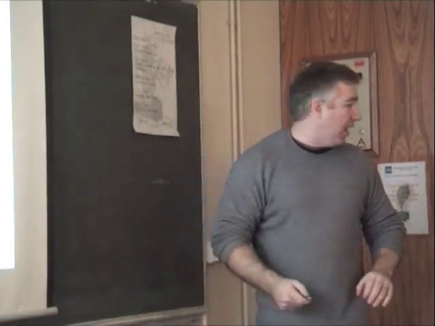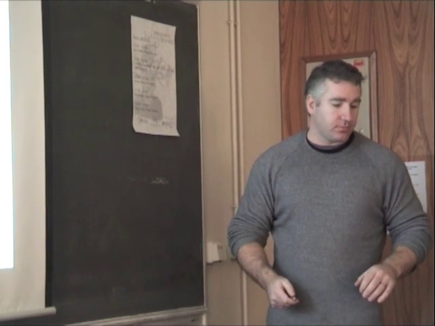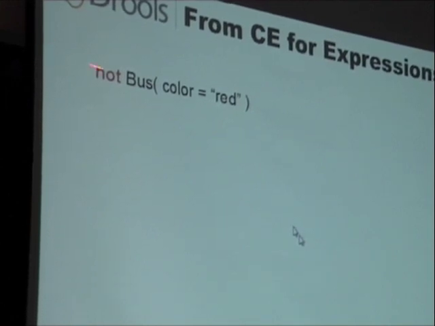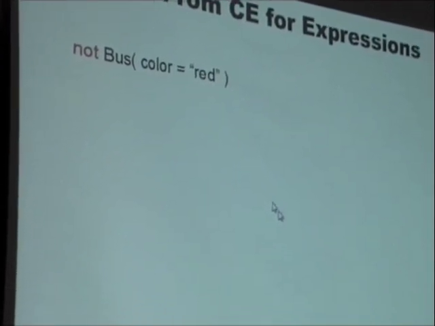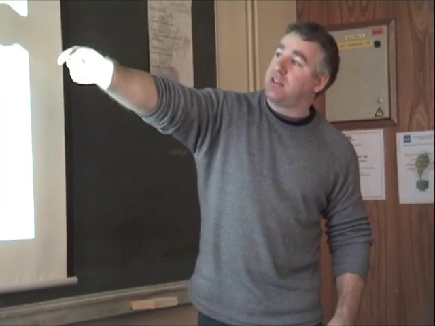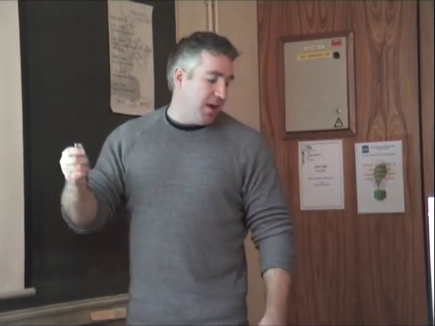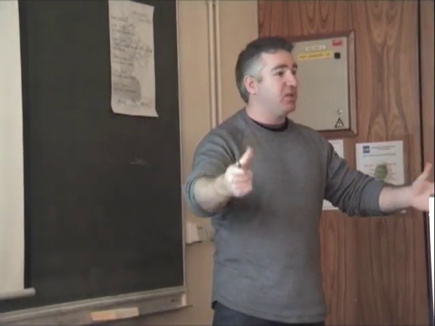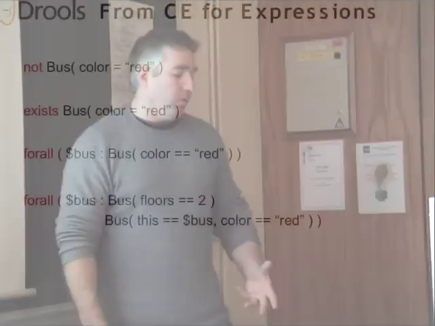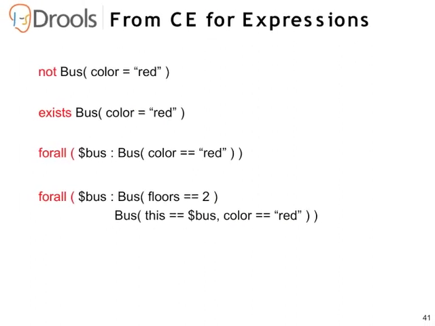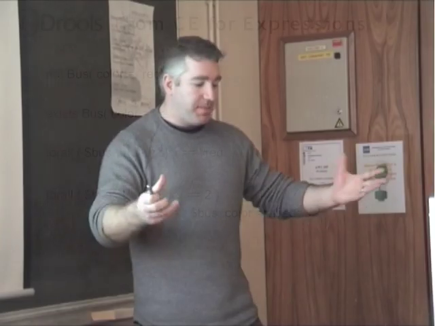I only wanted to touch on processes. So you saw earlier on, this is saying when I have no red buses, these are called conditional elements. You have the pattern, and then you have this little node here. We just call them conditional elements. When there are no red buses in my session, my working memory, when there's one or more red bus, for all, when all my buses are red, or when all my buses that have 2 floors are red. So it's just a way to look at sets of data, to make decisions based on sets of data.